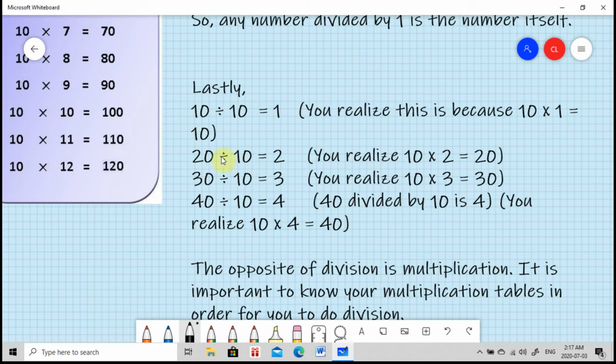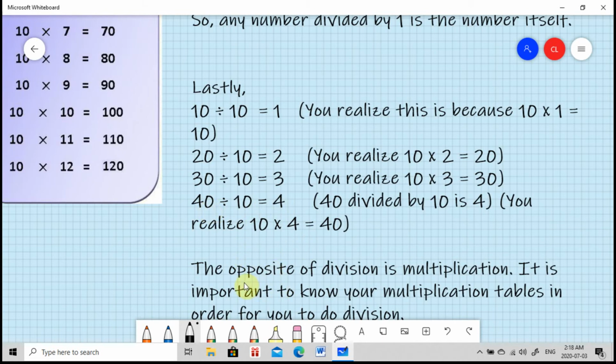20 divided by 10 is what? 20 divided by 10 is 2, because you realize 10 times 2 is 20. 30 divided by 10 is 3, because 10 times 3 is 30. You do the reverse process of division, which is multiplication. Then you have 10 times 4 is 40. 40 divided by 10 is 4, because when you take 10 times 4, you get 40.